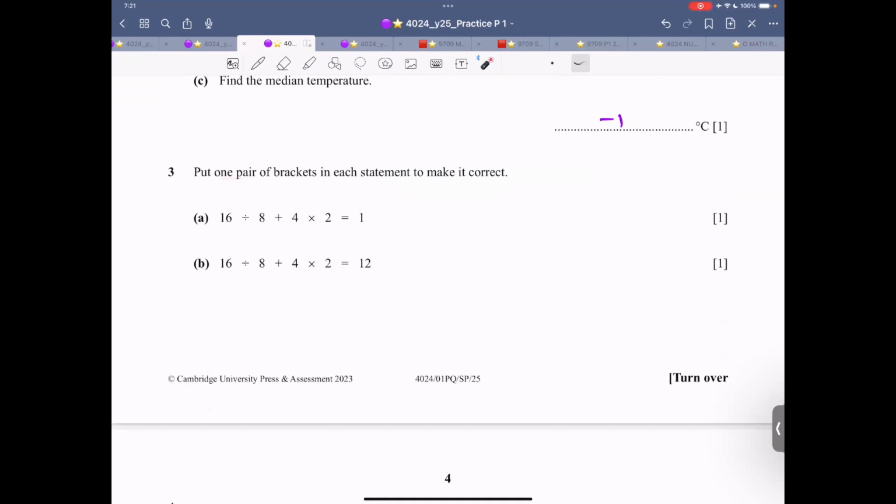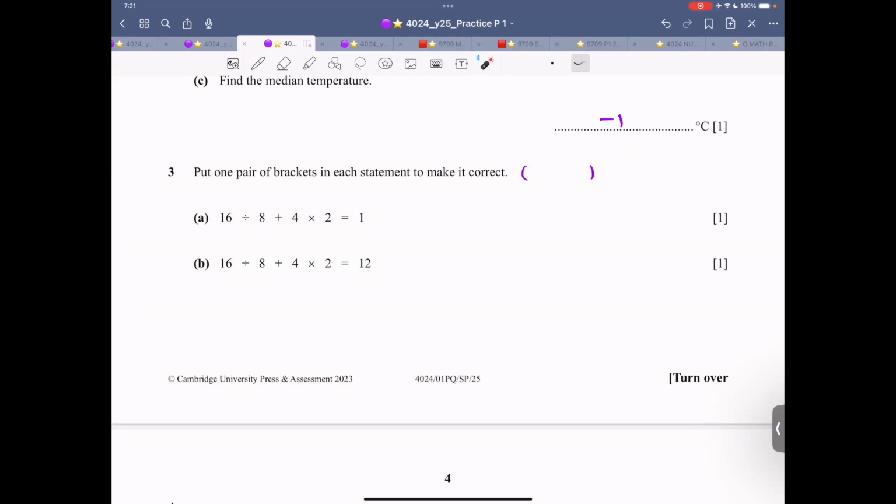Put one pair of brackets. So you have to put one pair of brackets only in each statement to make it correct. 16, 8, 4, 2, division plus multiplication, the same thing, equals 1, equals 12. Now that shows the importance of the order and brackets.